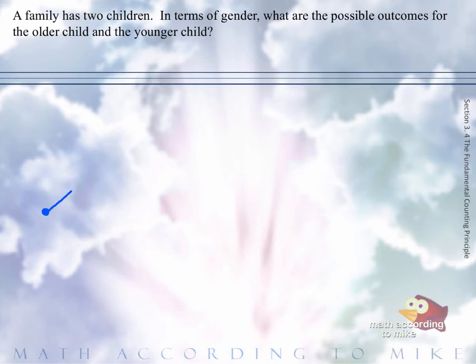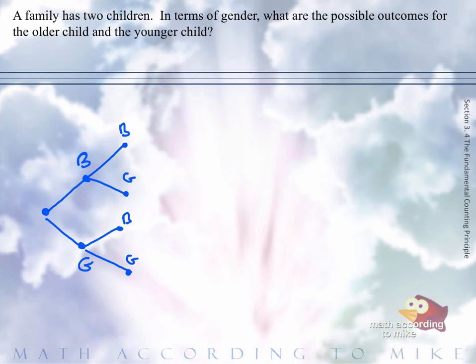Well, the first child can be a boy, or the first child could be a girl. And the second child could be a boy or a girl. So notice what happens in a tree diagram, we are visualizing all the possible ways, all the possible outcomes.